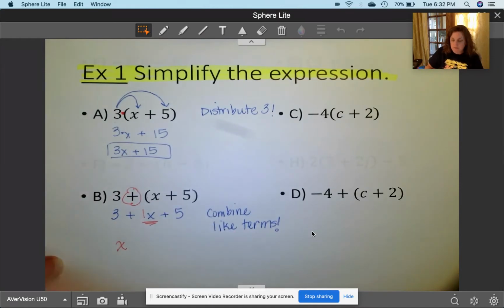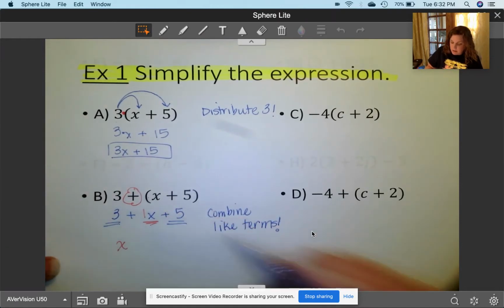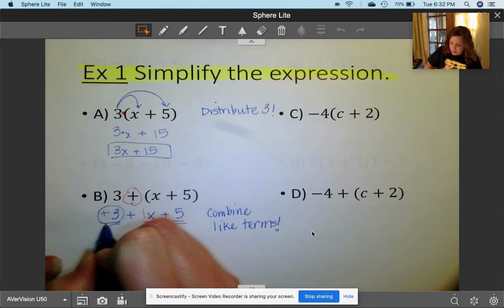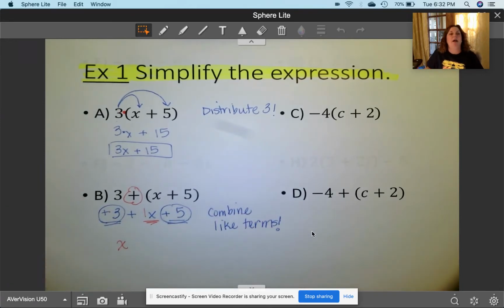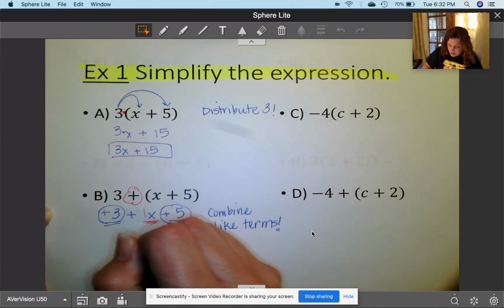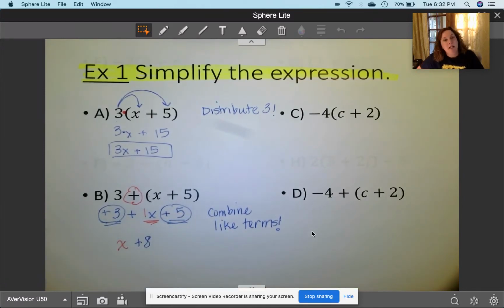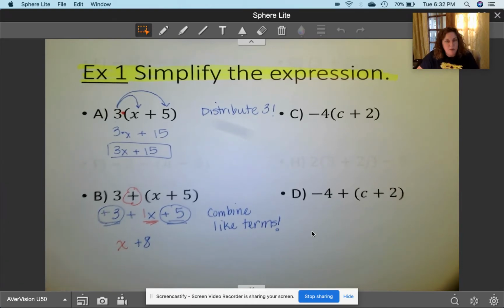And then we see these plain old numbers. So we have a positive 3 here and a positive 5. And we want to combine those together, and a positive 3 and a positive 5 make a positive 8. And it is important that you separate your terms. You should always have a sign in between, a positive or negative. In this case, it's positive.